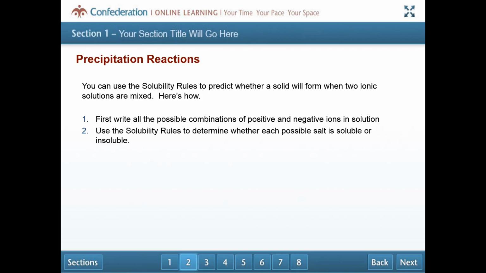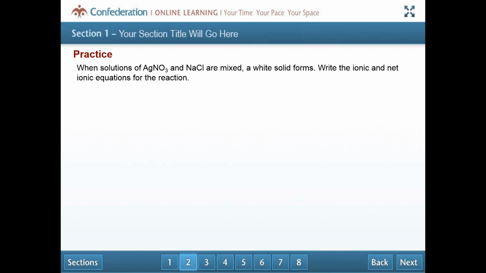So we can use those solubility rules that we talked about previously to predict whether a solid's going to form when we mix two ionic solutions, because we could mix two ionic solutions and nothing could happen. There might not be a solid that forms. So the way that you do that is first you write out all the different combinations of positive and negative ions that could happen in this solution, and then you look at your solubility rules to determine whether each possible salt would be soluble or insoluble. So let's go through some practice with that.